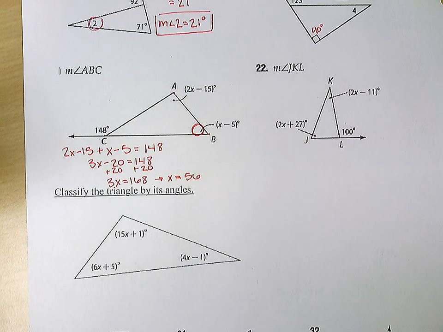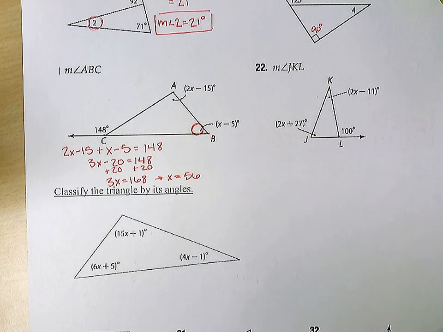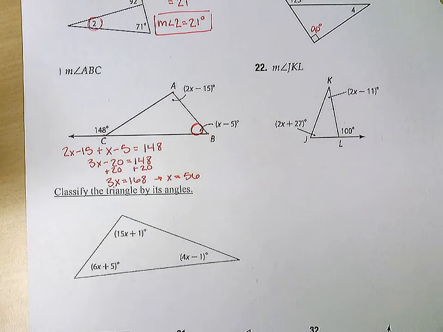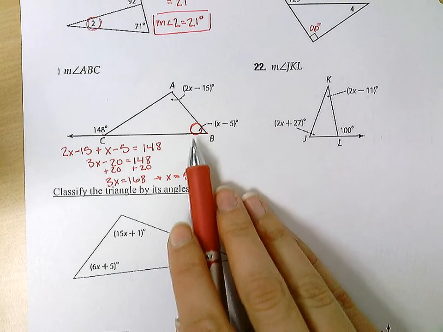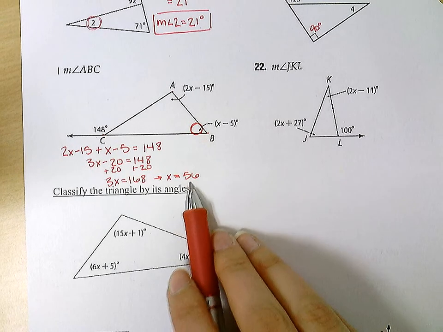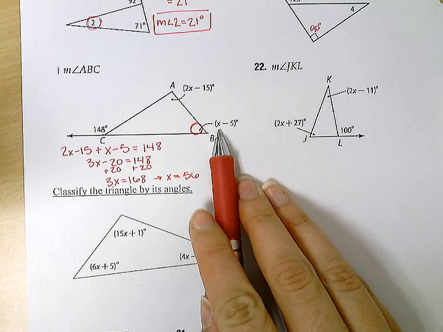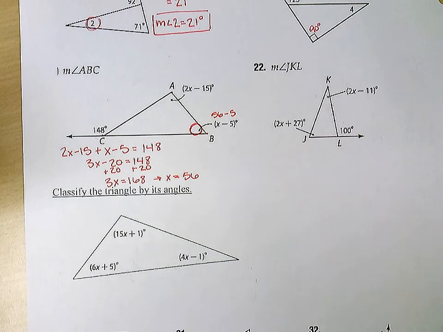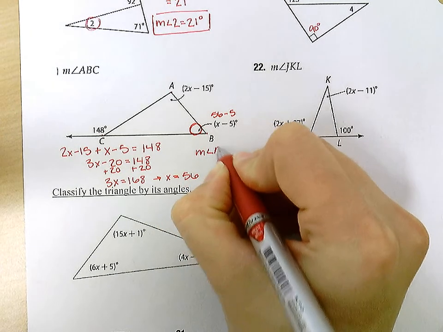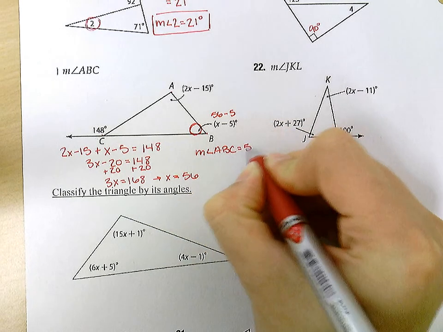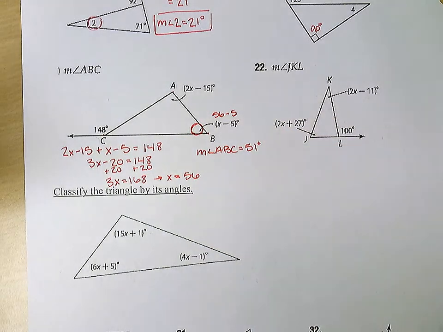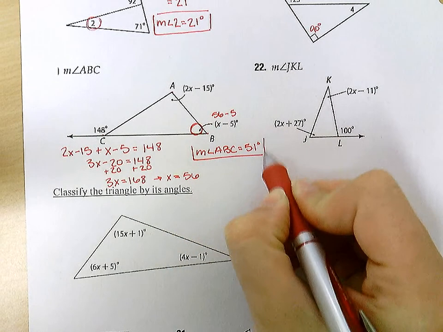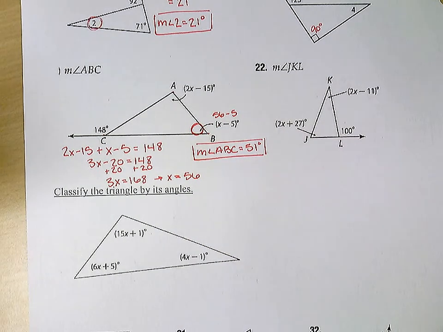Now that's not what I was looking for though. I had to find the measure of angle ABC. That's why I circled it here. So to find the measure of angle ABC, I need to plug in 56 for x. So we have 56 minus 5. So that angle is 51 degrees. So I had to find x, and I had to plug x back in to get that angle.